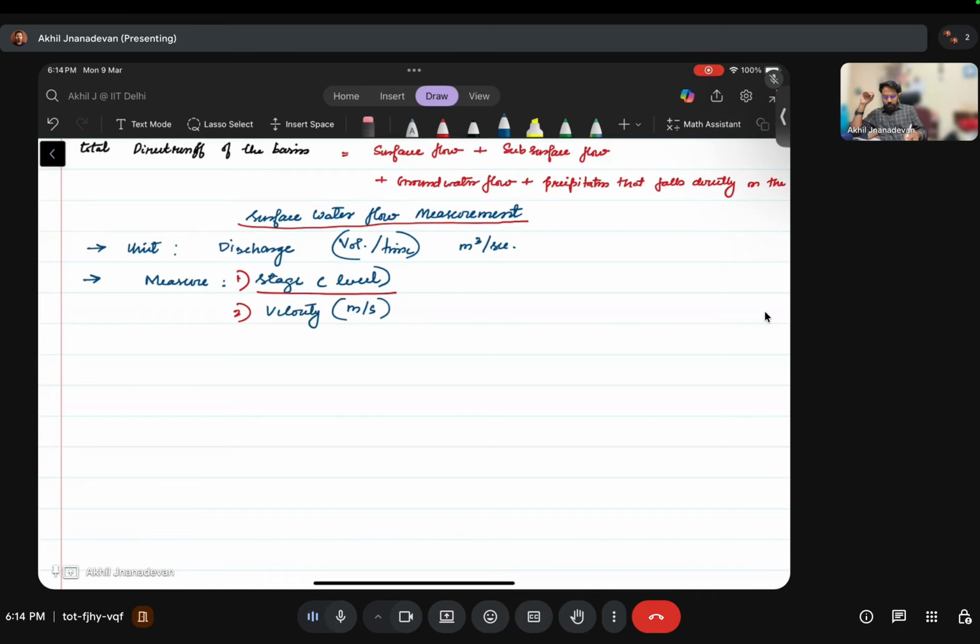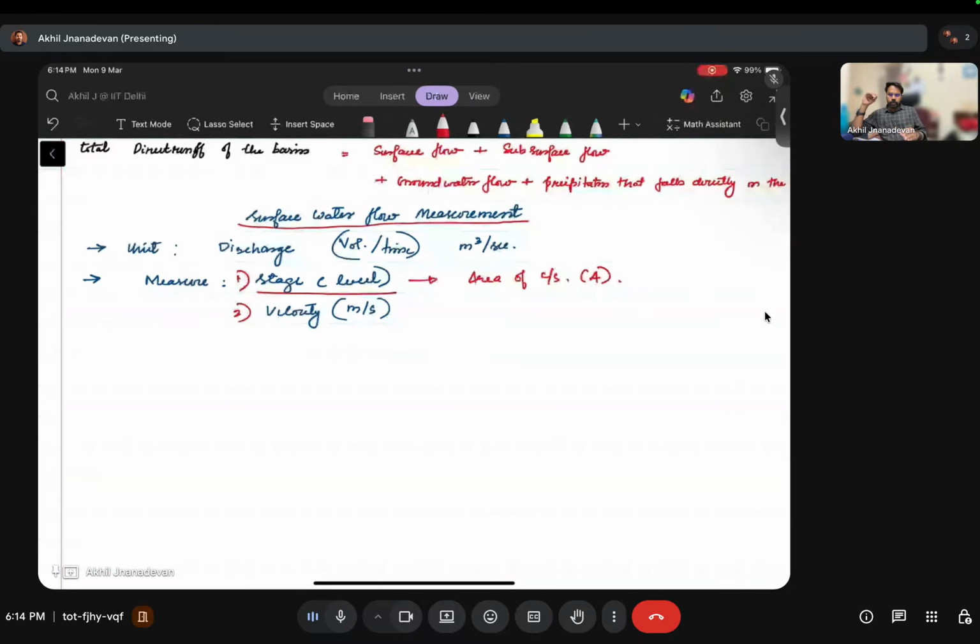And if we have the area of cross section from this stage, we can basically get the area of cross section. So if we have the area and the velocity at a particular depth or point of consideration, we multiply them, and we'll be getting discharge, right? So that is the indirect method. So that is the basic indirect method that we are going to use.